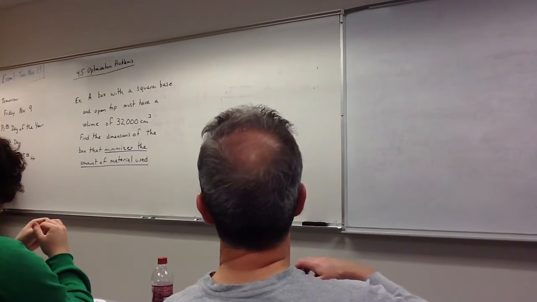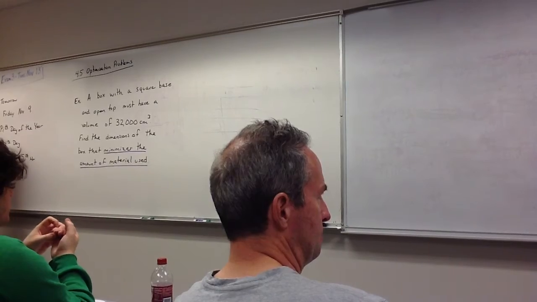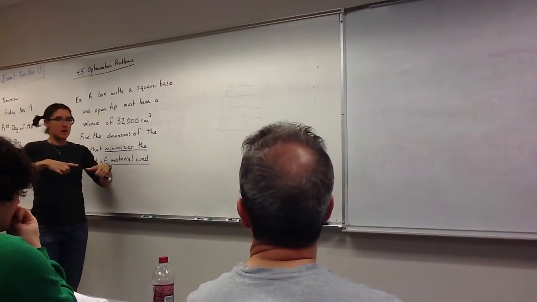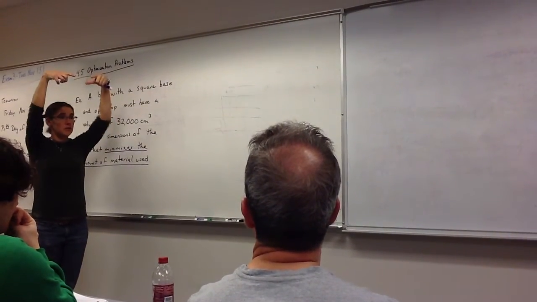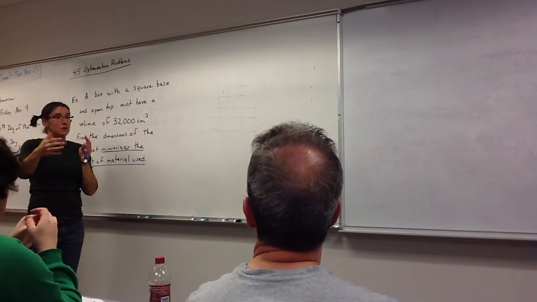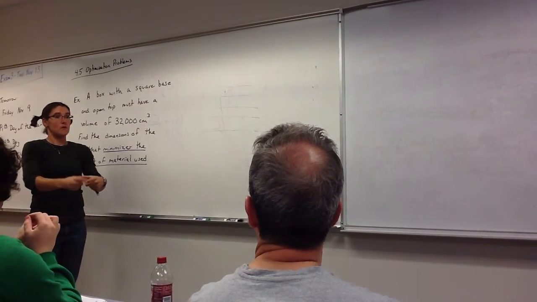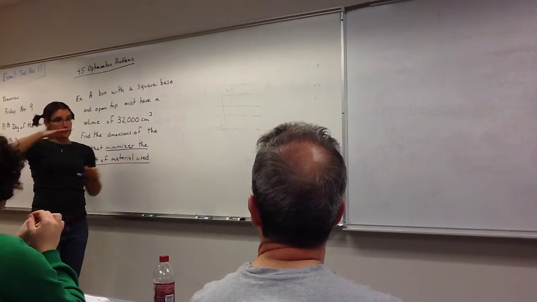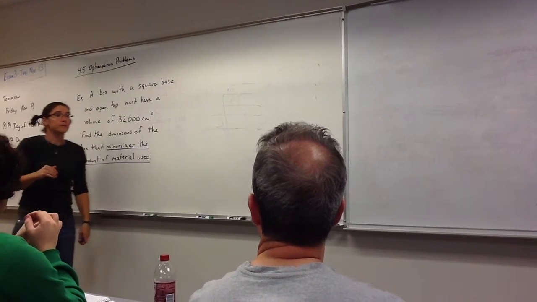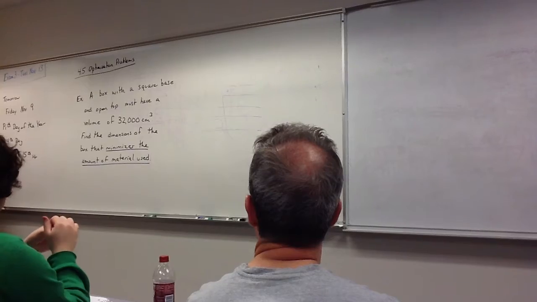Well, the base has to be square, but the sides don't. That's correct. As long as our base is square, our sides can be very tall, or they could be very squat, very short. So it doesn't necessarily have to be a cube. It could be a very tall box with a very small base, or a very wide box with a short height. So these are all possibilities that could happen. The only requirement is the base must be square.